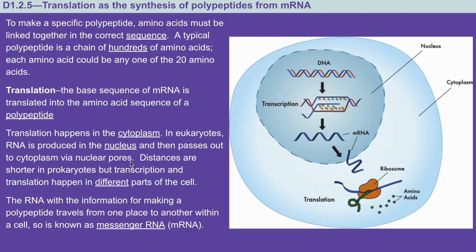Distances are shorter in prokaryotes, but transcription and translation happen in different parts of the cell. Even though in prokaryotes, because they don't have a nucleus, transcription will have to happen in the cytoplasm, there are different parts of the cell in which transcription and translation occur. The RNA with the information for making a polypeptide travels from one place to another, and so it's known as mRNA or messenger RNA, copying the message from the DNA and taking that copy to the ribosome.